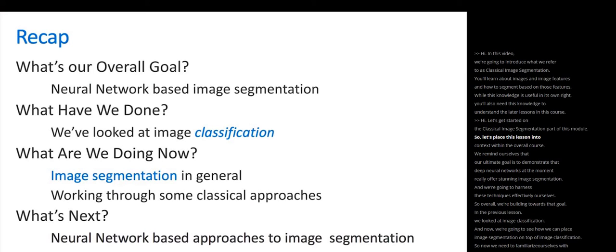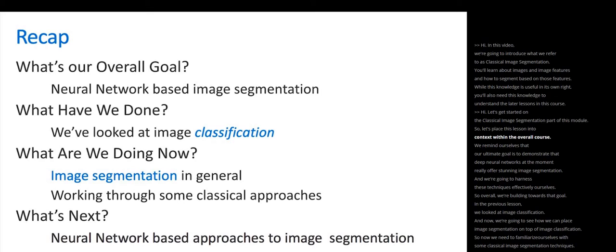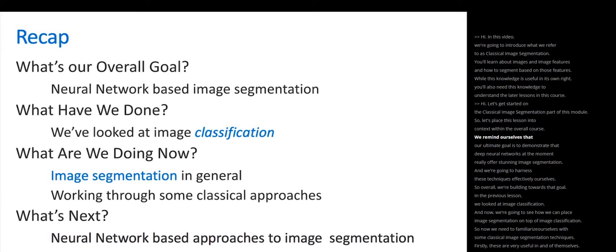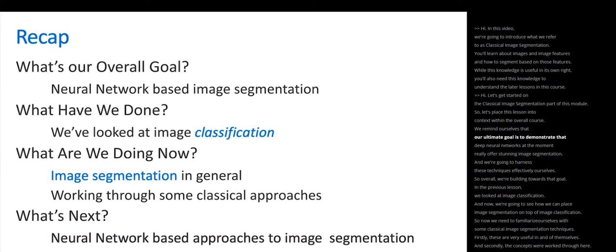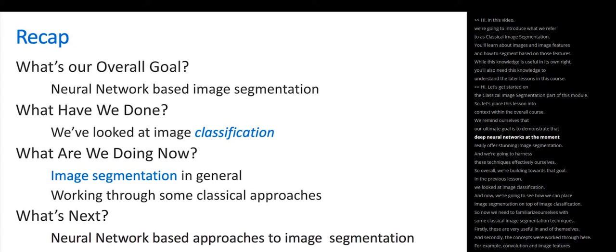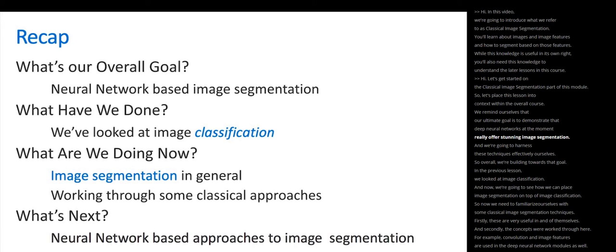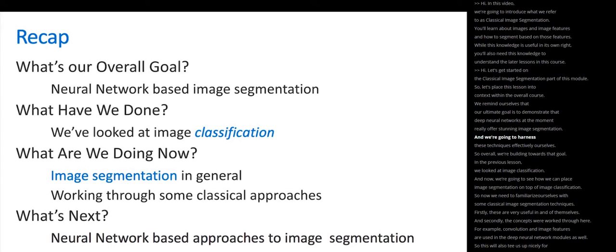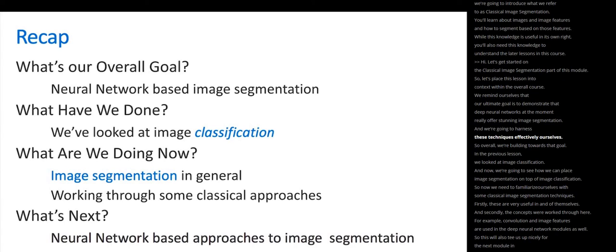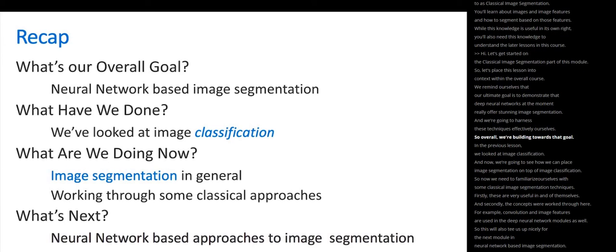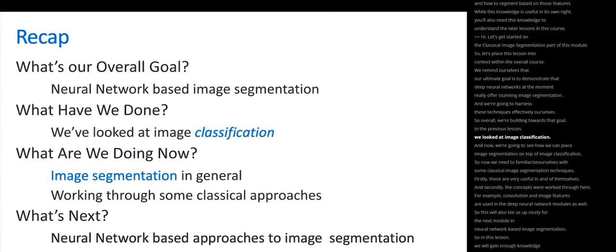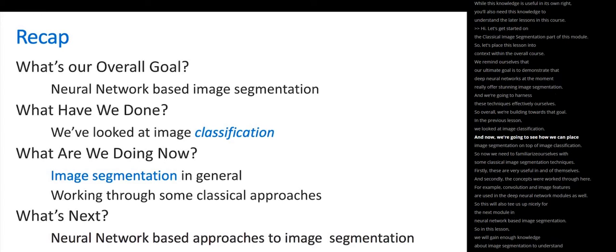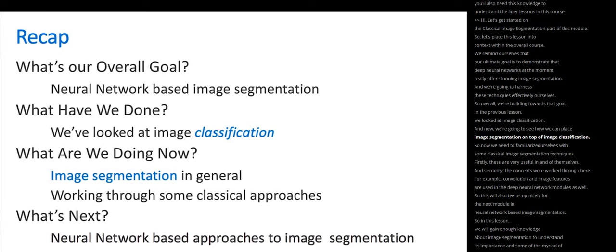So let's place this lesson into context within the overall course. We'll remind ourselves that our ultimate goal is to demonstrate that deep neural networks at the moment really offer stunning image segmentations. And we're going to harness these techniques effectively ourselves. So overall, we're building towards that goal. In the previous lesson, we looked at image classification, and now we're going to see how we can place image segmentation on top of image classification.